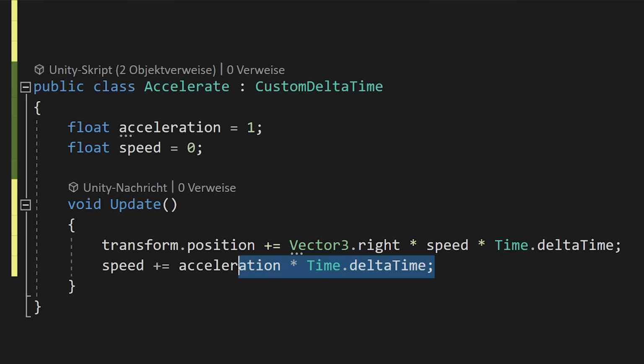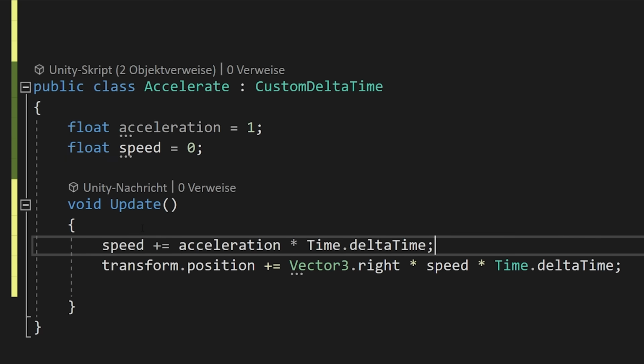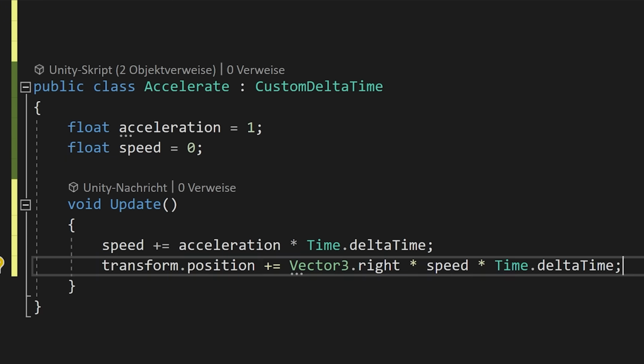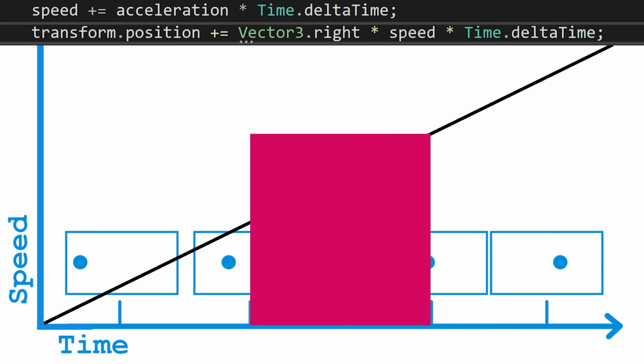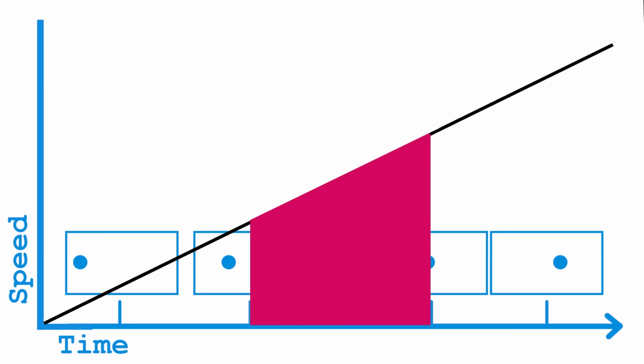Okay, then I guess we have to move this before. So first we add something to our speed, and then we use that speed to accelerate ourselves forwards. Well, okay, so in that case, instead of using this speed, you're telling me we should use this speed, which results in this surface area, which is too much. We are moving too much now. We really just want the area under the graph. So how do we get that?